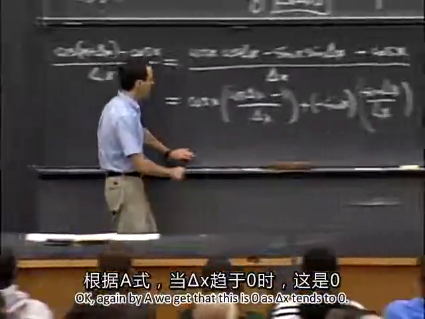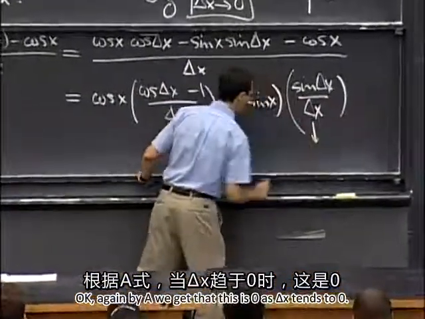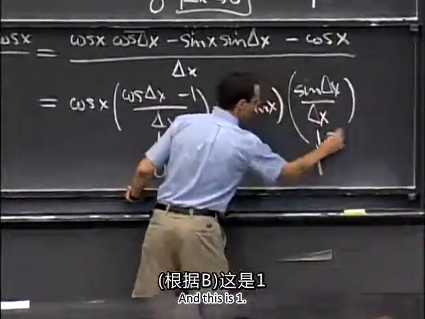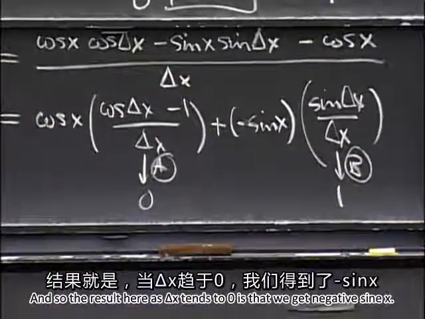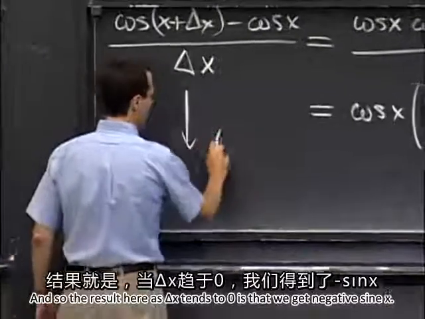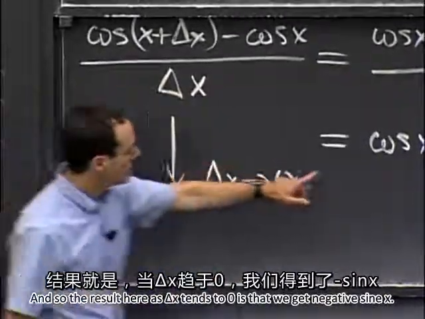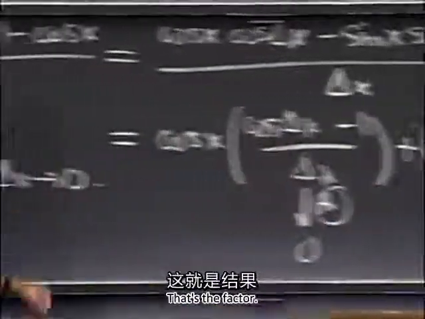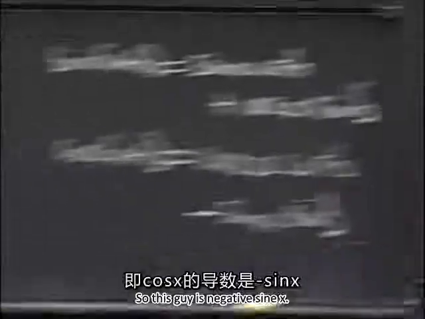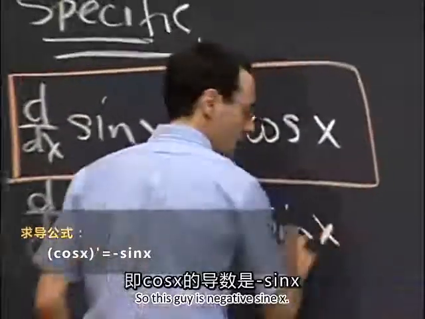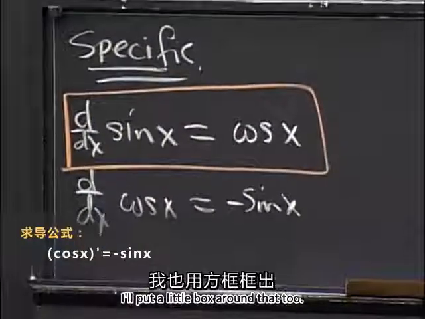OK, again, by A, we get that this is 0 as delta x tends to 0, and this is 1. Those are the properties I called A and B. And so the result here, as delta x tends to 0, is that we get negative sine x. That's the factor, negative sine x. All right, so this guy is negative sine x. And I'll put a little box around that too.